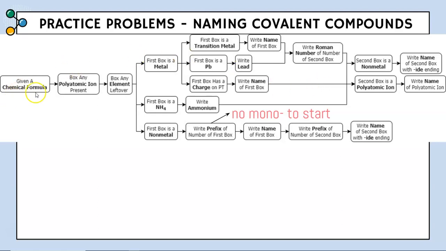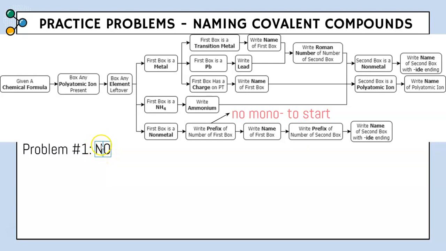Again, for all of these, we're going to be starting at our given chemical formula, using that same flowchart we used last lesson. So first problem, we have NO. We are given a chemical formula because we know it has atomic symbols. We're going to box any polyatomic ions present. We only have two different types of elements, so there's not going to be any polyatomic ions. So we're going to box any elements left over, which is our nitrogen and oxygen, so two different boxes.